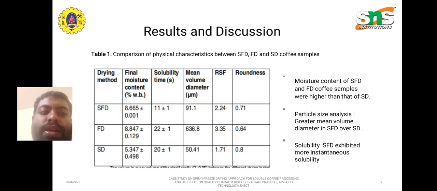which is higher than spray drying. As for particle size analysis, the mean volume diameter was greater in SFD over SD. That is, the mean volume was 91.1 micrometers in SFD, compared with freeze drying at 636.8 micrometers. As for solubility, spray freeze drying exhibited more instantaneous solubility because it has a shorter dissolution time, that is 11 plus or minus 1 second, compared with freeze drying and spray drying, which were 22 plus or minus 1 and 20 plus or minus 1 seconds.